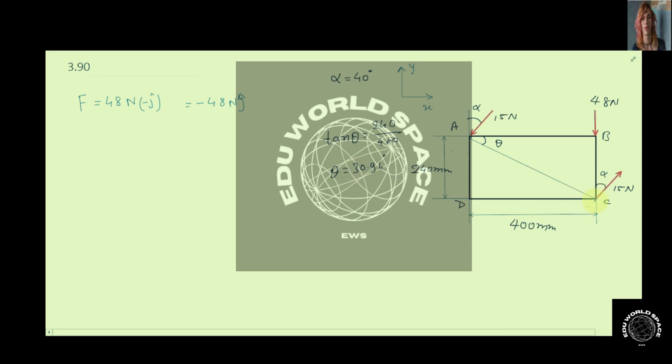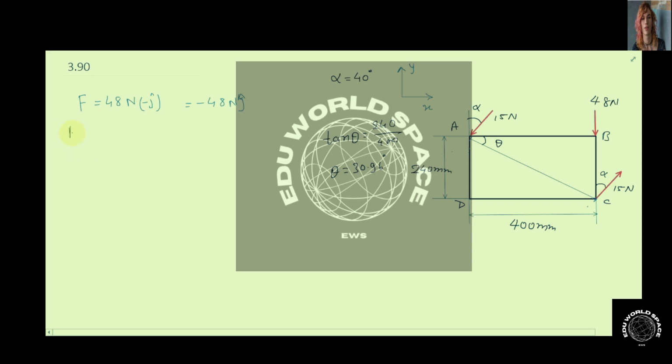Now for the calculation of moment, we should wisely choose a point through which the maximum number of lines of action cross, because it will give zero moment for all those forces that pass through that point. In this problem, the point is C. If we consider the moment about point C, the moment because of the 48 Newton force and this 15 Newton force will be zero because both of these are passing through the point C. So the only moment will be because of 15 Newton. So it is going to reduce our effect.